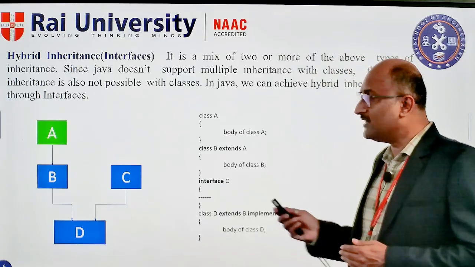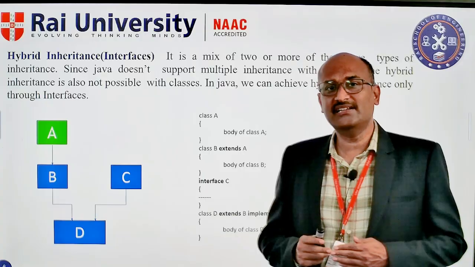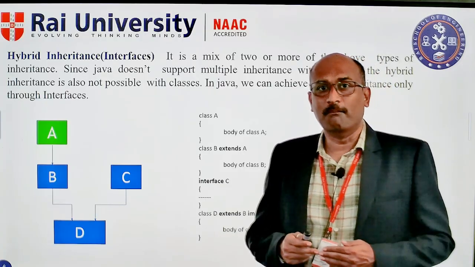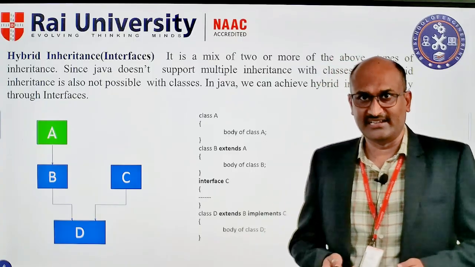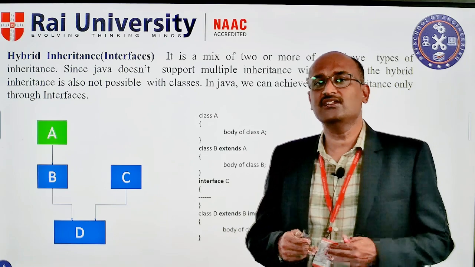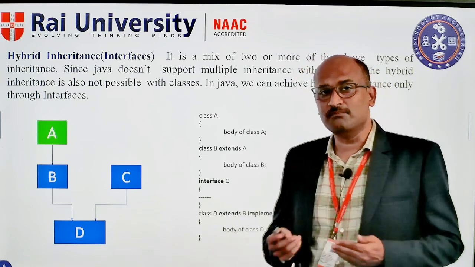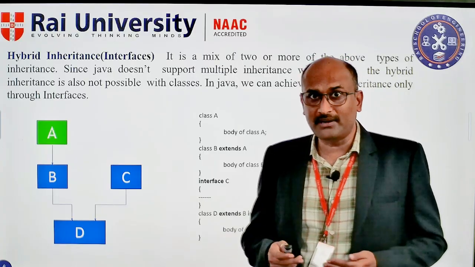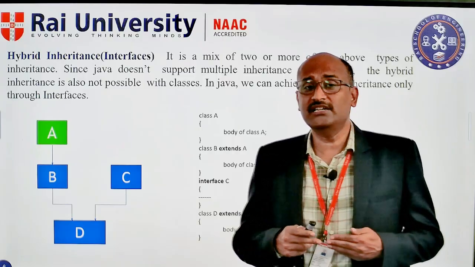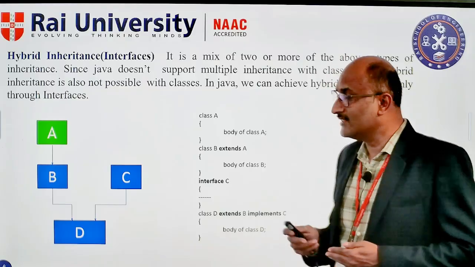inheritance, right? This figure that you can see is the figure of hybrid inheritance. Hybrid inheritance means it's a combination of multi-level, multiple and hierarchical inheritance, right? All 3 types of inheritance you can use in hybrid inheritance. In hybrid inheritance, mainly you need to use the multiple inheritance technique. But in Java, we need to use the interface technique to implement multiple inheritance.